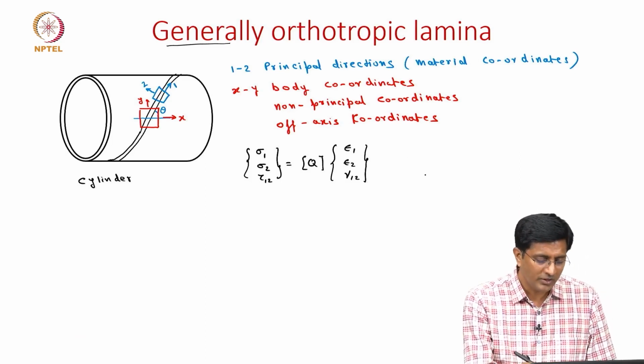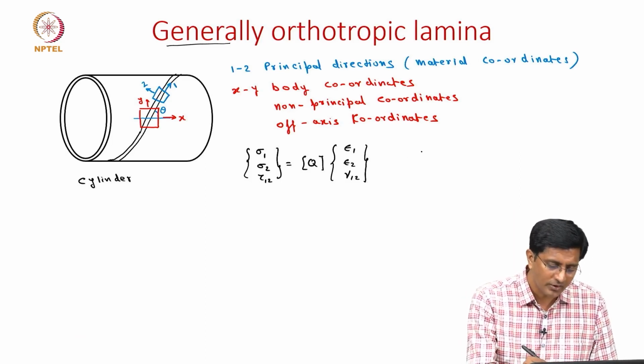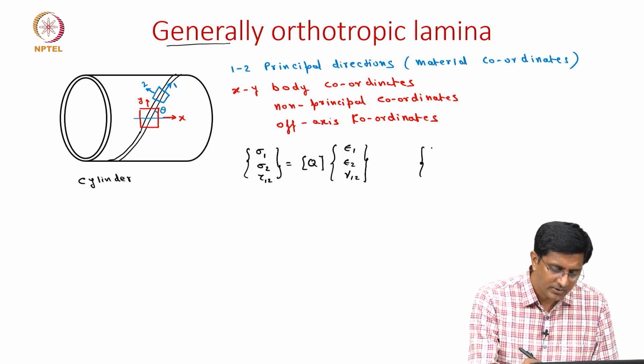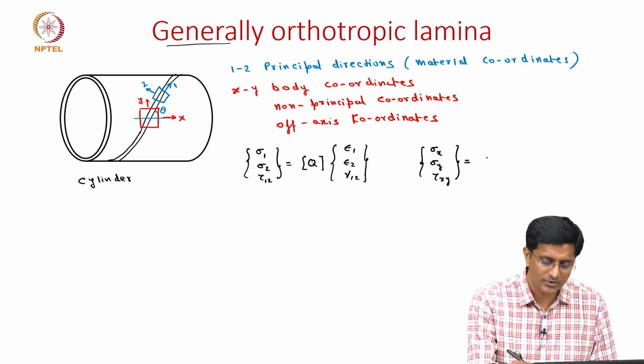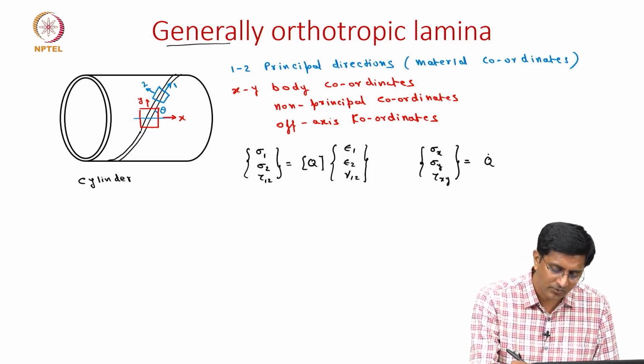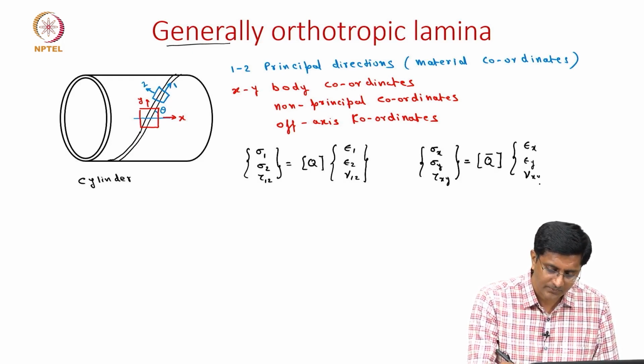Now when we try to write the same in the body coordinates, the notation we will use is sigma x, sigma y and tau xy, which will be written in terms of the transformed stiffness matrix. We will represent that with a Q with a bar, times epsilon x, epsilon y and gamma xy.